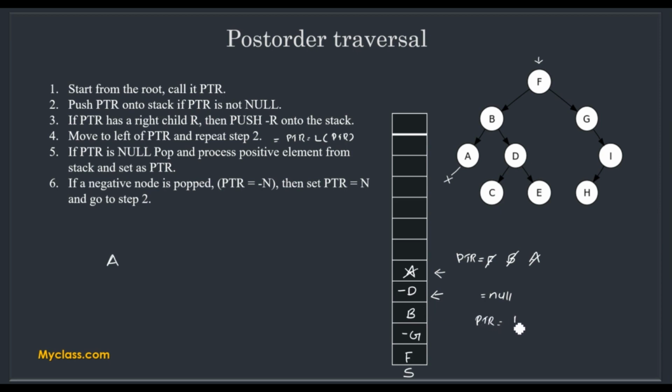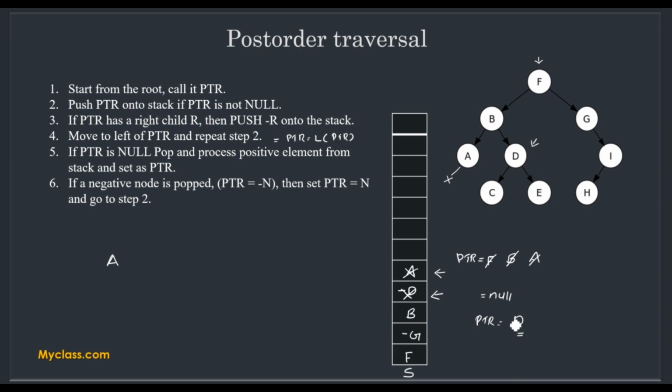Okay, minus D means PTR equal to D. Then set PTR equal to that D. Okay, PTR equal to D, then go to step 2. Now we are here at the subtree of D. So we have already popped this and set it as PTR. Now our step is going to step 2.